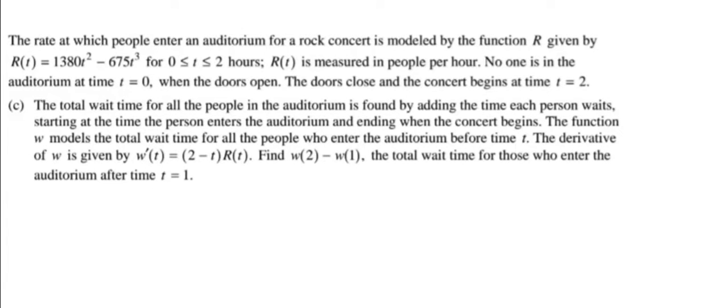Part C. The total wait time for all the people in the auditorium is found by adding the time each person waits, starting at the time the person enters the auditorium and ending when the concert begins. The function w models the total wait time for all the people who enter the auditorium before time t. The derivative of w is given by w prime of t equals the quantity 2 minus t times r of t. Find w of 2 minus w of 1, which is the total wait time for those who enter the auditorium after time t equals 1.